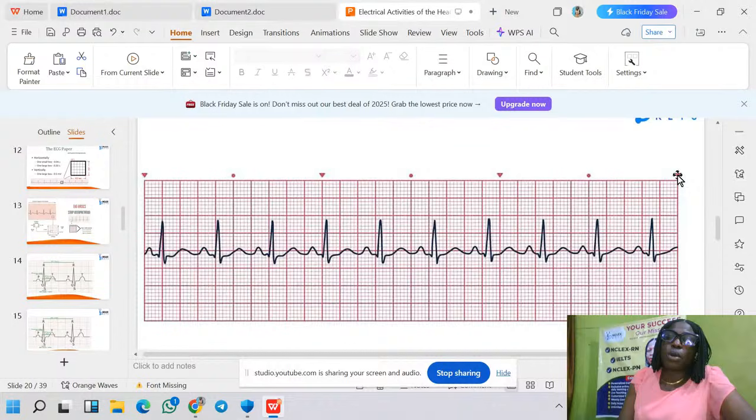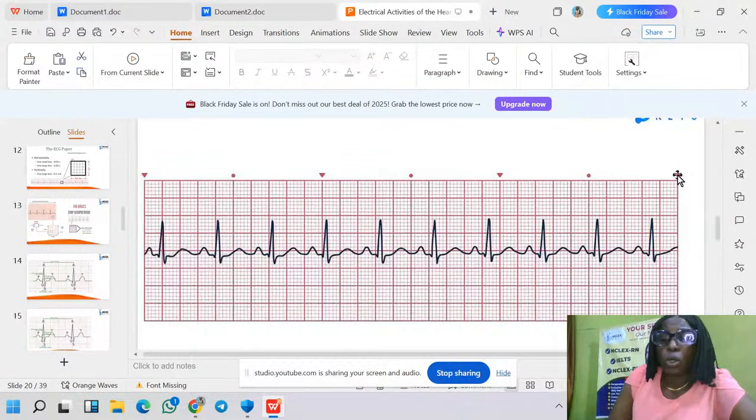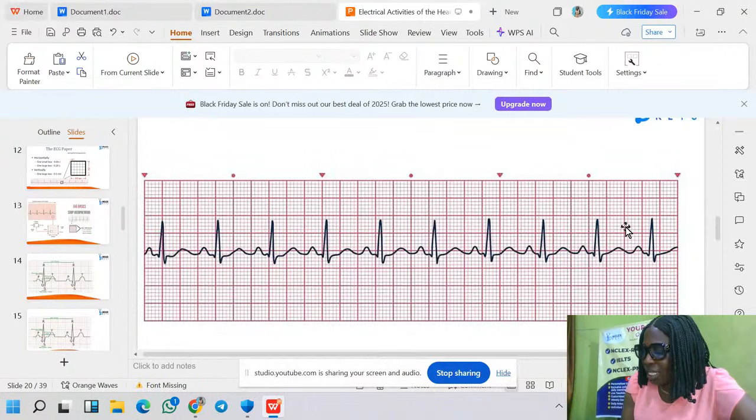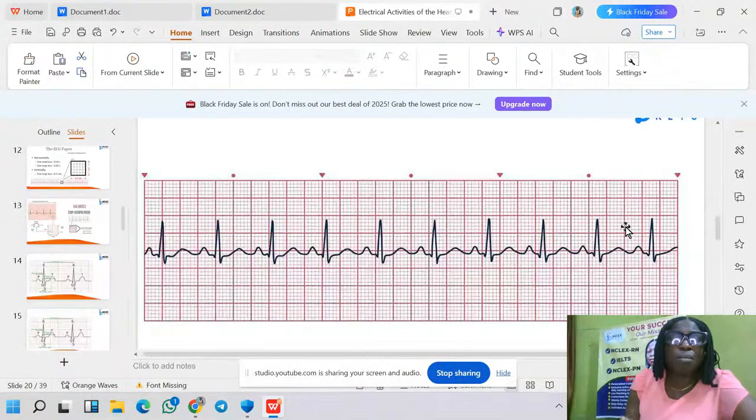If you are given a graph like this, what you simply do is count: 1, 2, 3, 4, 5, 6. You won't count the edge because it goes nowhere. This will make you know: 1, the whole inside, 2, 3, 4, 5, 6. So 6 multiplied by 5 will give you 30 large boxes. And that makes it a 6-second strip.